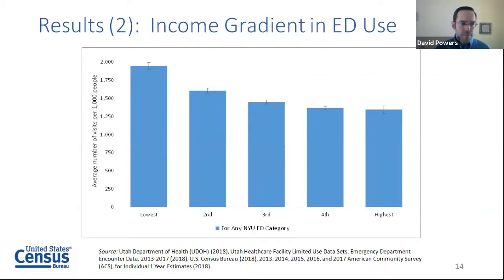So to take one social determinant example, we find a clear income gradient in emergency department use in Utah. The 5 bars here represent quintiles of household income, and we find a higher emergency department use for all types of visits among those with lower income relative to those with higher income.